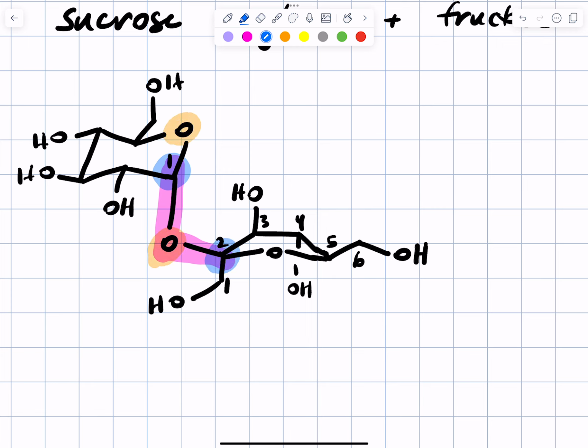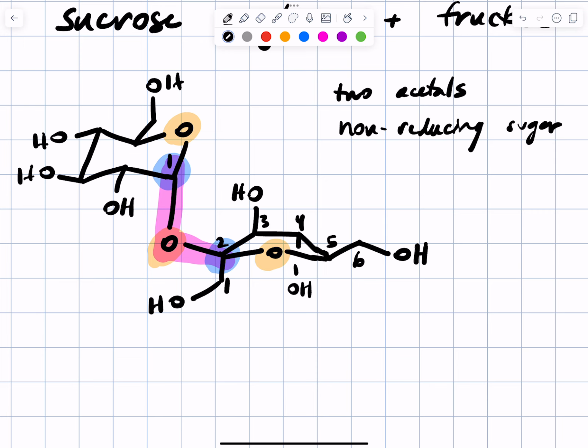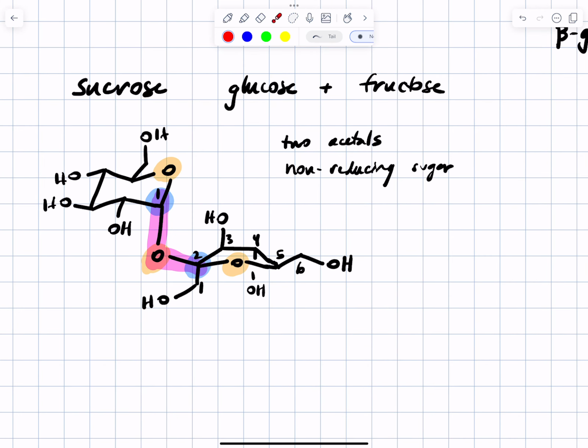And this carbon in sucrose is also an acetal. There are two OR groups. There are two acetals. In this sugar, the two anomeric carbons are linked to each other. Therefore, sucrose is a non-reducing sugar. If you tried to do the Tollens test with sucrose, it wouldn't reduce the silver 1 salt to silver metal.